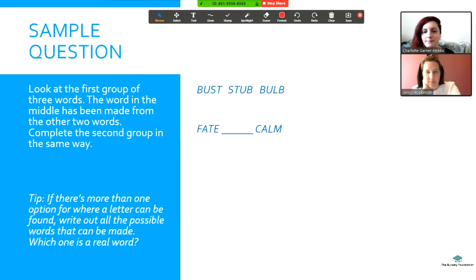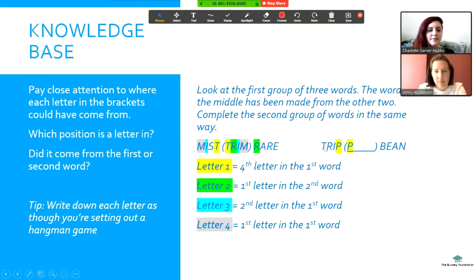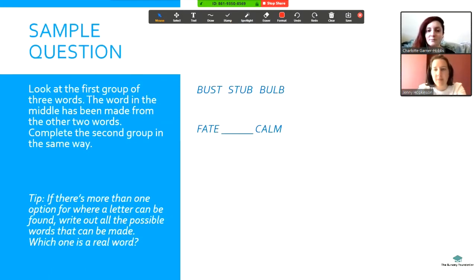Next part then. So here's another one of these questions. In the previous one, they set it out in brackets. Sometimes they might lay it out like that. Sometimes they might just put the word in the middle and then put a line. Don't get freaked out if they don't present it in exactly the same way you're used to. The key thing is that the wording of the question tells you that the word in the middle has been made from the other two words, and that tells you that you need to do what we've just done here.